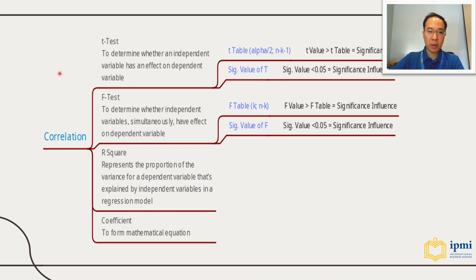The first one, let's dip into the t-test. The t-test is to determine whether an independent variable has an effect on dependent variable. There are 2 ways to do the t-test. The first one is the t-table, and the second one is the significance value of t. This is the OR situation, means you can go either this one or this one, whichever is sure for you, and then you don't need to do both. But again, for this video, I will try to explain both so you can have your, let's say, variants, which one that you want to choose freely.